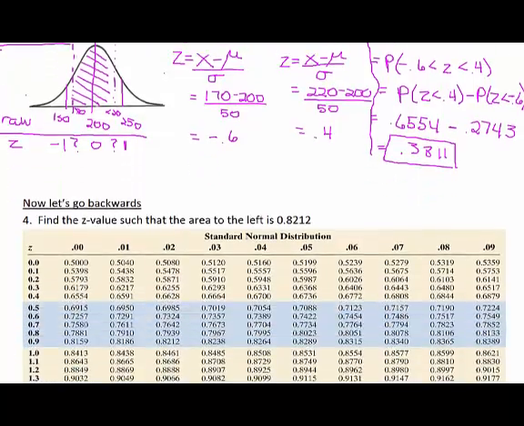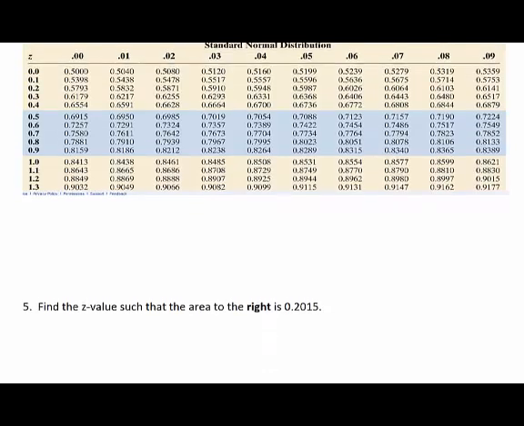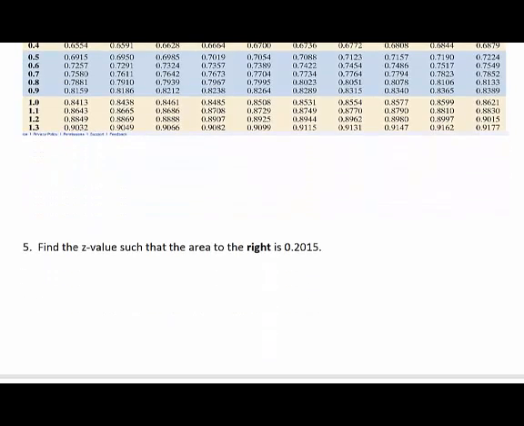All right, now that we know how to do that forward, we're going to actually go backward.